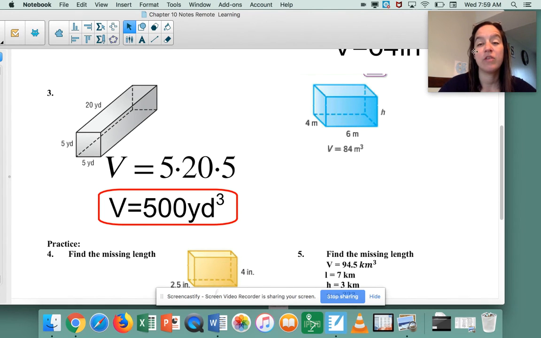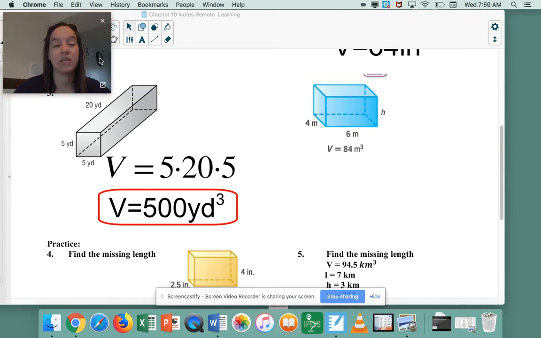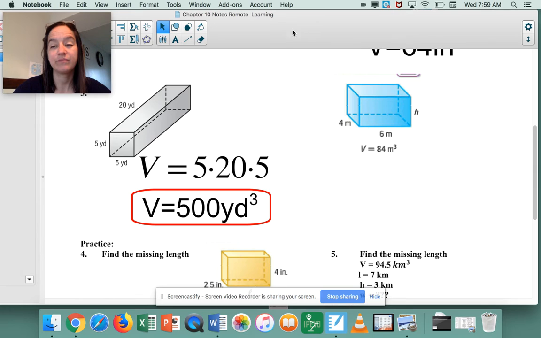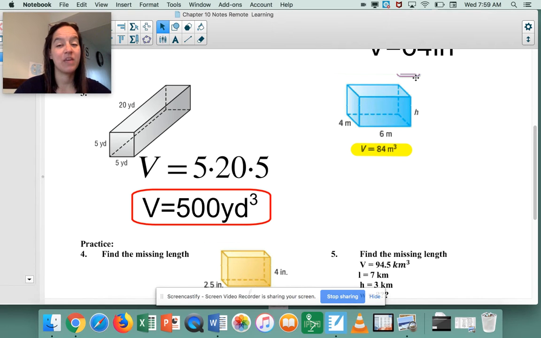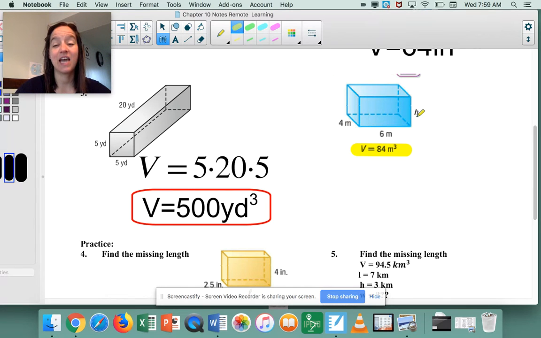Now you'll notice number 4 here is a little different. I don't need to find the volume. They gave me the volume. They want me to find the missing height.